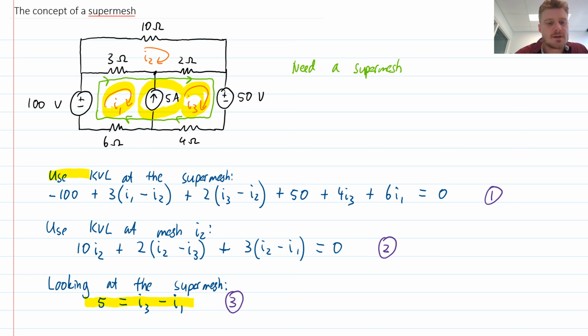So you define the supermesh, just draw another path. I've drawn it in green, the longer path that goes around that current source, and use KVL around that path. And that gives you the equations that you need to analyze the circuit.